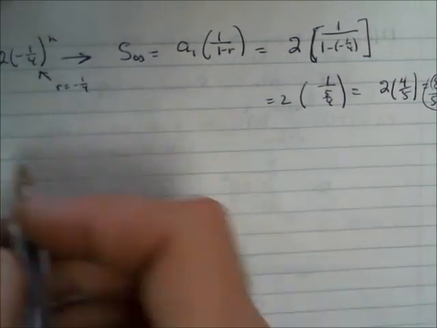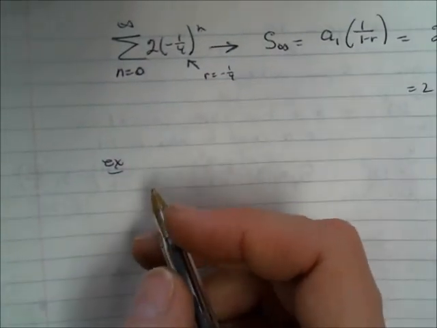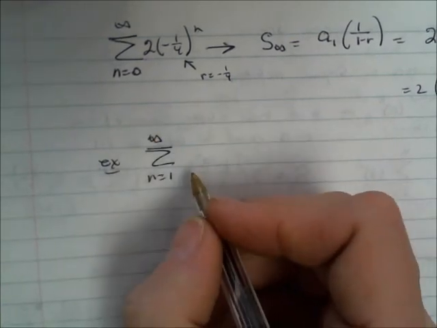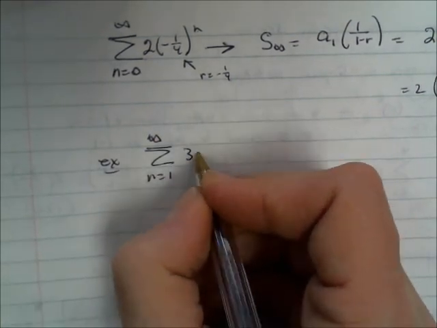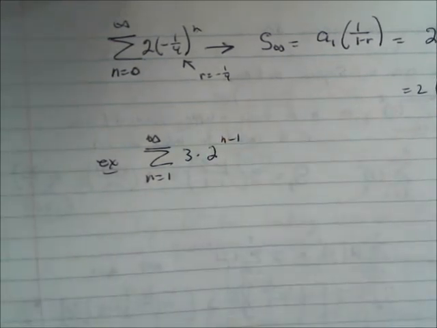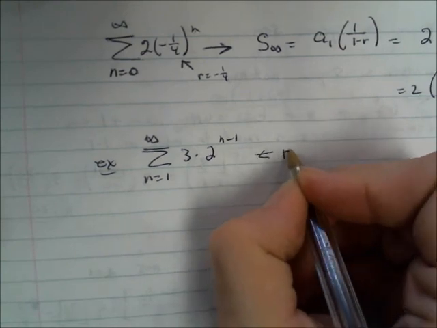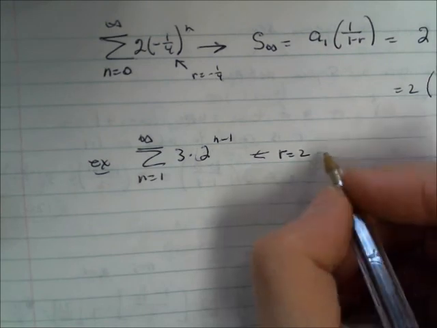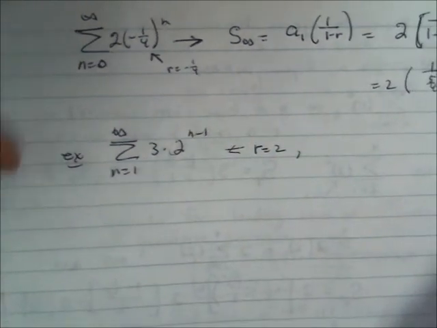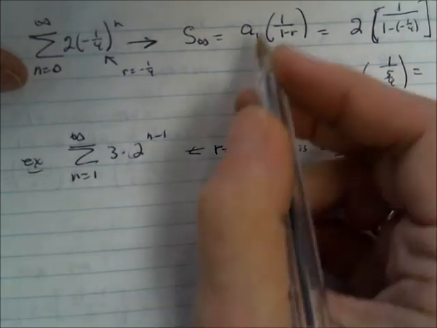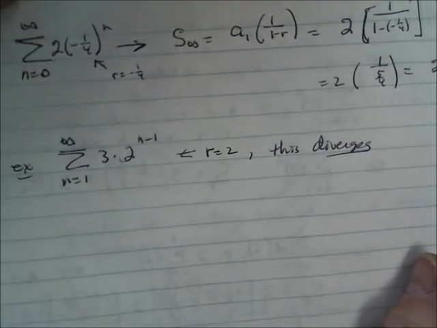And let's look at one more example of an infinite series. Let's say we have n equals 1 to infinity of 3 times 2 to the n minus 1. Well, right now we can see that r is equal to 2 because this number is raised up to the index. So this infinite series will diverge. So we don't use that formula because it actually just goes to infinity.